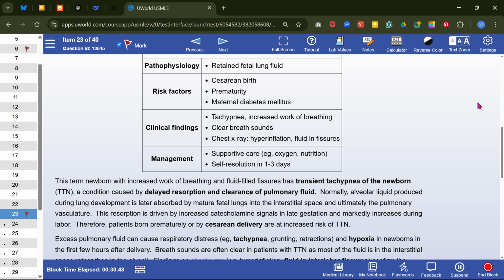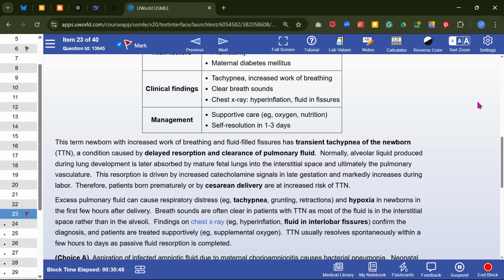The resorption is driven by increased catecholamine signals in late gestation, which markedly increase during labor. Therefore, patients born prematurely by caesarean delivery are at risk of TTN. Excess pulmonary fluid can cause respiratory distress, tachypnea, grunting, retractions, and hypoxia in the newborn in the first few hours after delivery. Breath sounds are often clear in patients with TTN, as most of the fluid is in the interstitial space rather than in the alveoli.